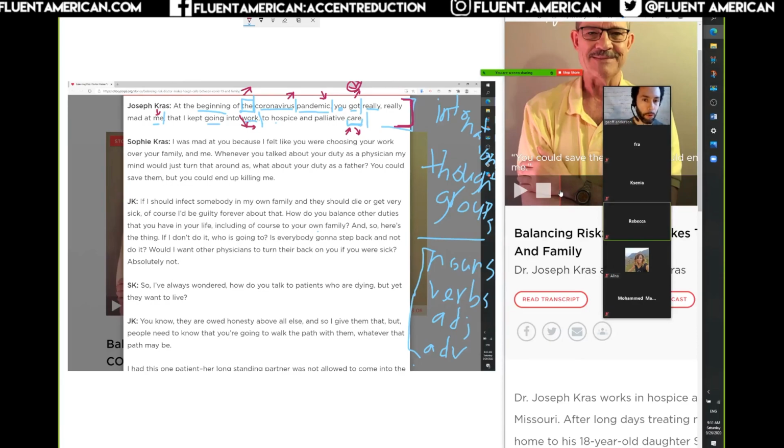Okay, so I'm going to play this whole first paragraph again. I want you to tell me the places where he goes the fastest. I want you to tell me the places where he goes the slowest.